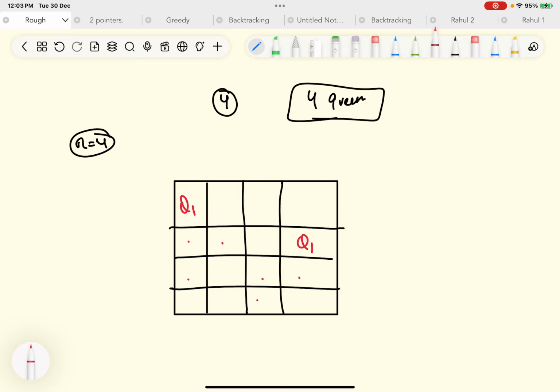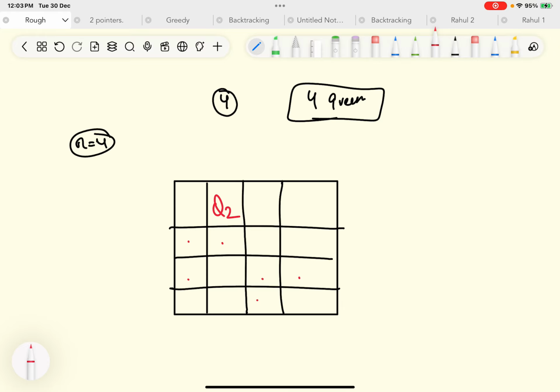So can we put this queen here? No. Can we put here? No. So we are again out of options. So we have to go there. So can we put here? No, we were out of options. If we put here, then here also we tried. So now we are out of options for this row as well. So we'll go here. Let's put this queen here.